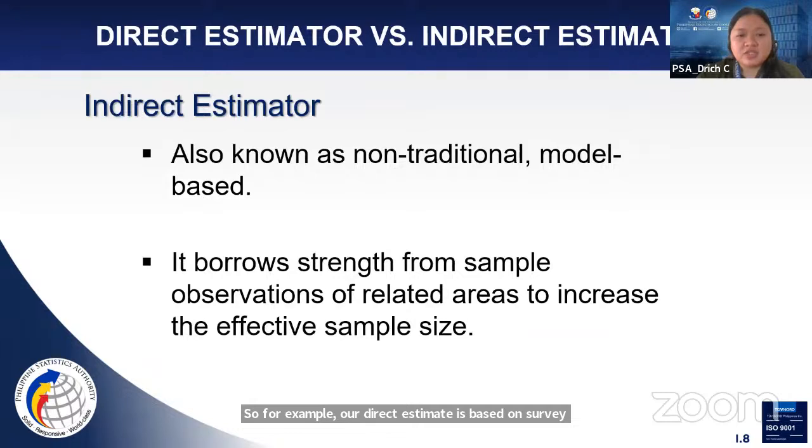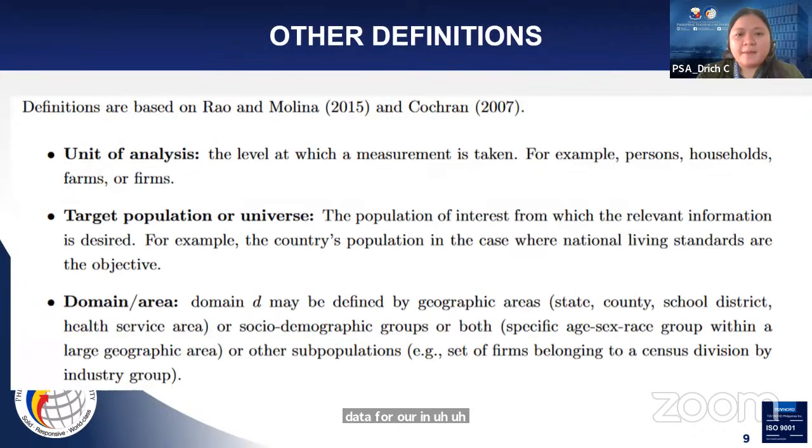While the indirect estimation is also known as a non-traditional or model-based approach. So it borrows strength from sample observations of related areas to increase the effective sample size. So indirect estimation is our response to the disadvantages of our current or our available data for our indicator of interest. So these are just other definitions that we may encounter as we go on with the discussion. So this is based on the book of Rao and Molina and Cochran.